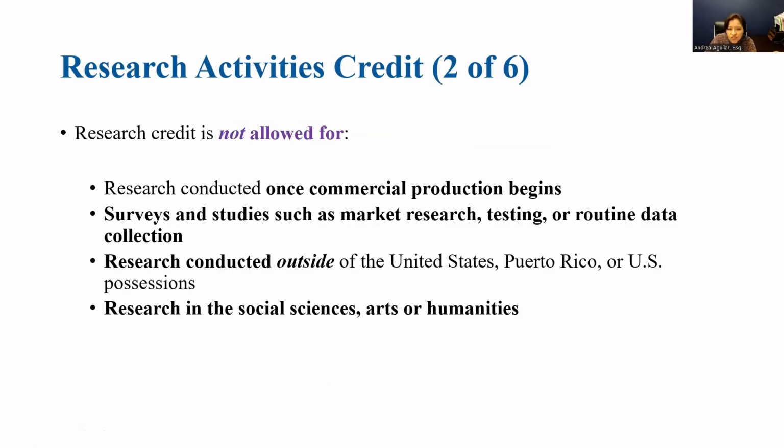Okay, so this research is very important, and we need to know first that the research credit is not allowed for certain things. It's not allowed for research conducted once commercial production begins, because at that point, all the research has already been completed. It's not for surveys and studies related to market research, testing, or routine data collection. It's not for research conducted outside of the US, Puerto Rico, or US territories or possessions. It's not for research in the social sciences, art, or humanities.